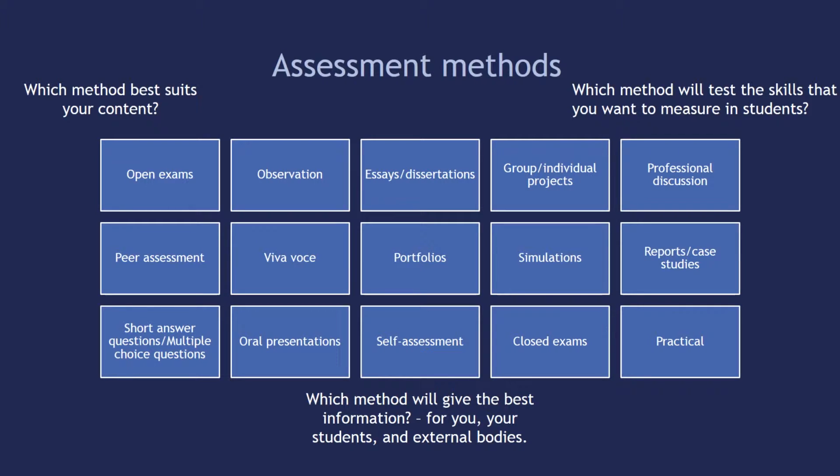So they might want reliable results. So they'll want maybe something like an essay or a dissertation, or something that can be marked reliably, and quite possibly something that can be marked on an individual basis rather than a group basis. So peer assessment might not be the best one for a final degree mark.